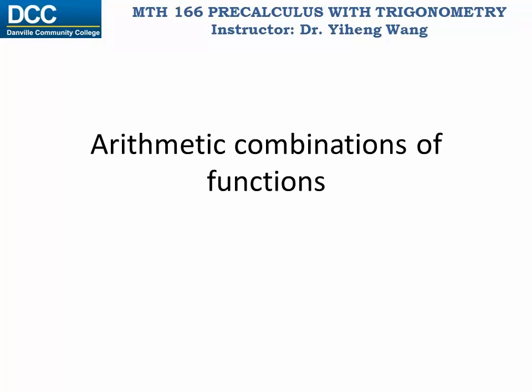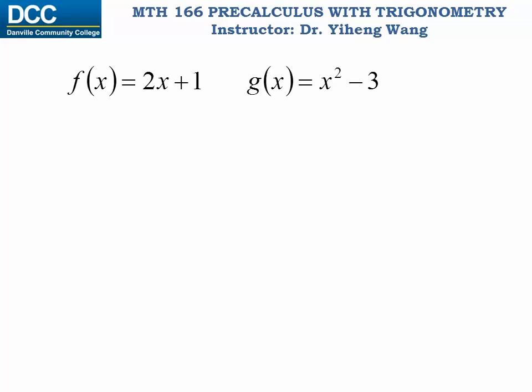Two functions can be combined together arithmetically through addition, subtraction, multiplication, and division. The arithmetic combination is relatively simple, so I will explain simply using examples. For example, here are two functions, f(x) equals 2x plus 1 and g(x) equals x squared minus 3. Notice that both these two functions have domains of all real numbers.